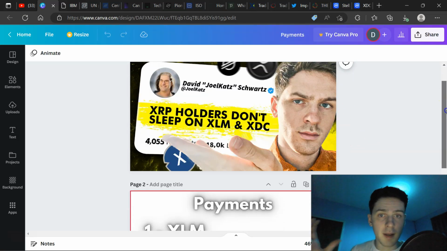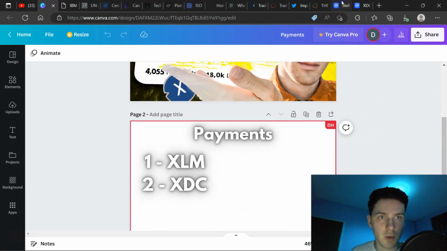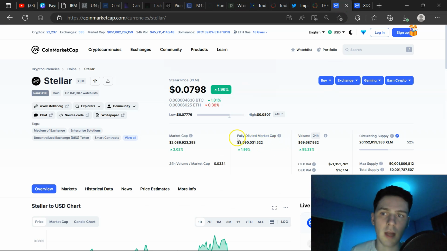Okay, so number one is XLM. So first, to establish some ground level work, let's realize what is Stellar? Stellar is a decentralized platform that uses blockchain technology to securely record and transfer digital assets, and use cases include cross-border payments, digital payments, identity verification, much more.